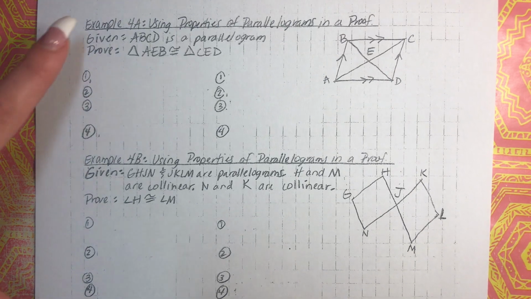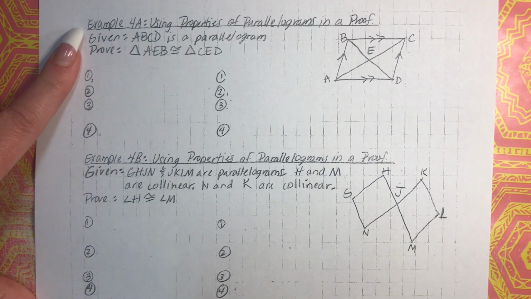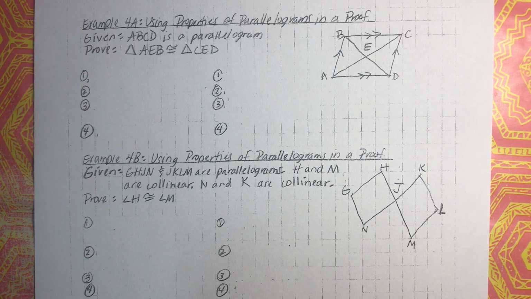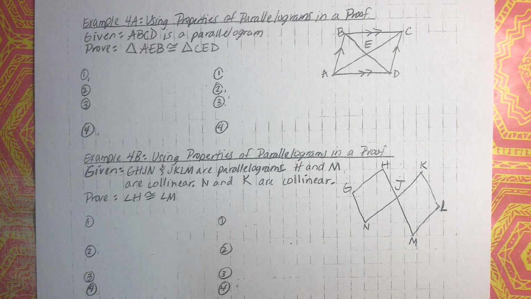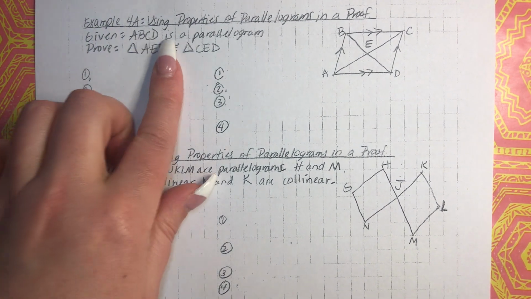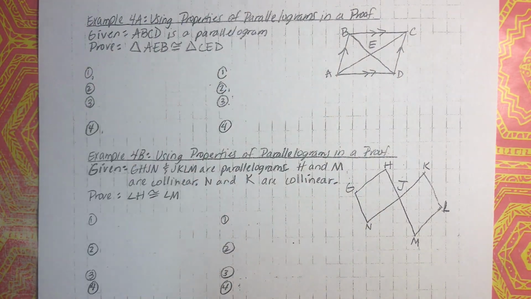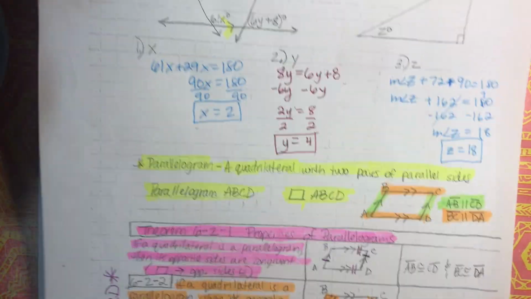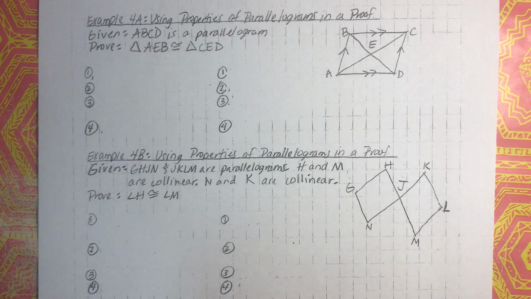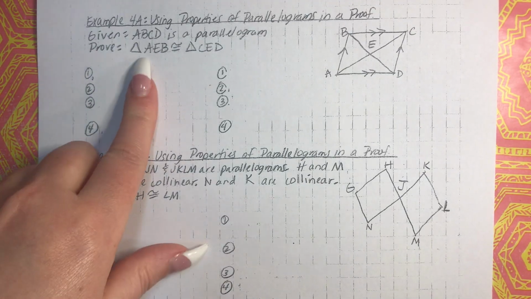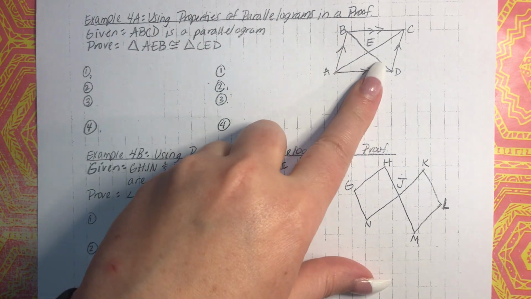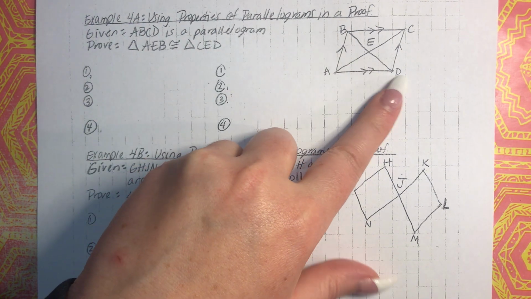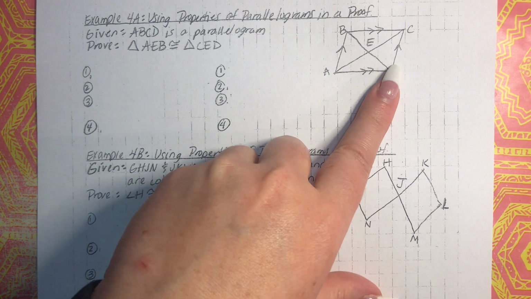All right, welcome back for example 4A, using properties of parallelograms in a proof. So what we're given is that ABCD is a parallelogram. What does that mean? Oh, we have access to these four lovely theorems. What we need to prove is that triangle AEB is congruent to triangle CED.